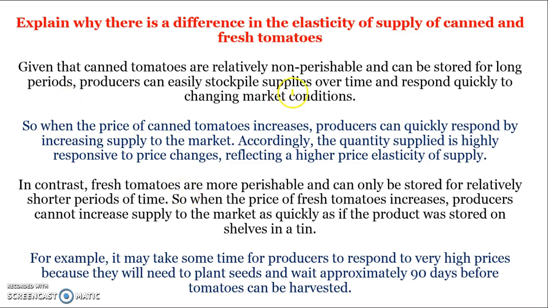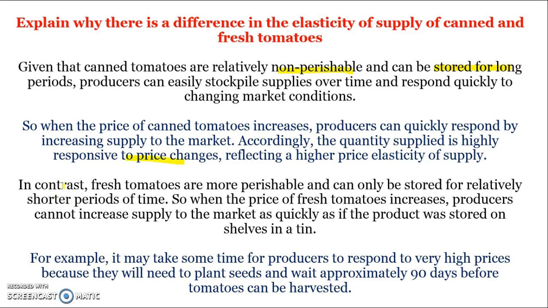Explain why there is a difference in the elasticity of supply of canned and fresh tomatoes. Again, all of these questions are very similar. Given that canned tomatoes are relatively non-perishable and can be stored for a long period of time, producers can easily stockpile supplies and respond quickly when prices rise. When the price of canned tomatoes increases, producers can quickly respond by increasing supply. Accordingly, the quantity supplied is highly responsive to price changes.